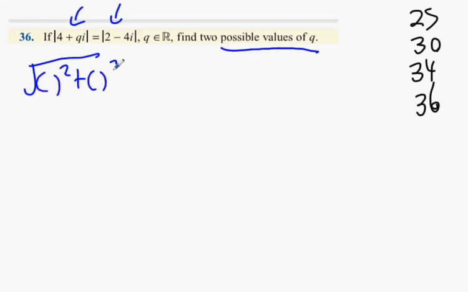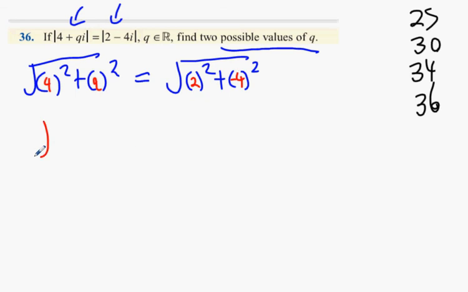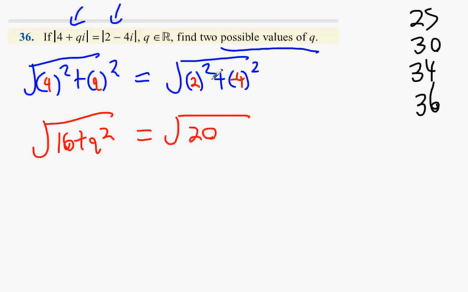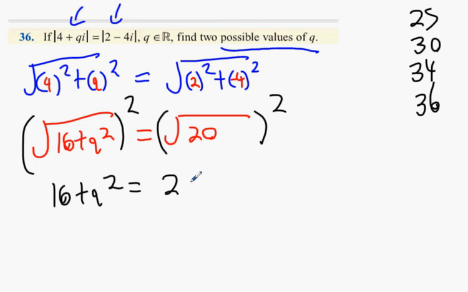Square root of, anybody, what do you do on each side? 4 and q, and the other one? 2 and minus 4. This one you're going to get the square root of 16 plus q squared. On this one here you're going to get the square root of 20 when you put it into the calculator. Just use the calculator, right? Now, square both sides. What happens when you square both sides? 16 plus q squared equals 20. Bring the 20 over to the other side and what happens now?